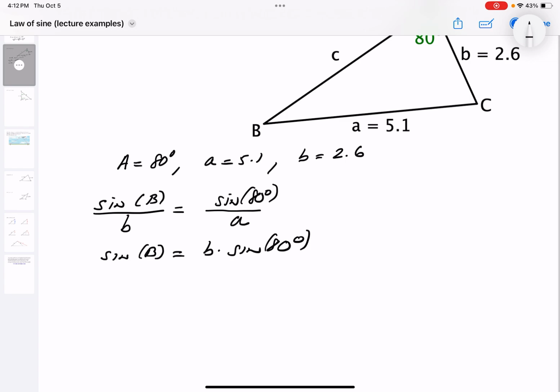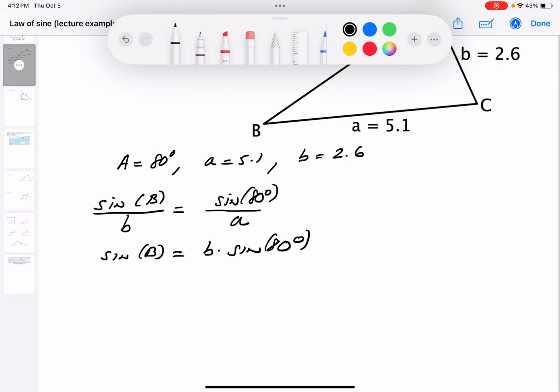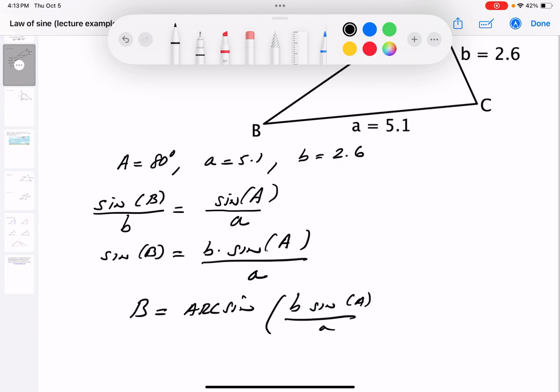To be consistent, because I'm just using letters, let me erase this 80 degrees now. And instead of using 80, I'll just use uppercase A. Just to be consistent. And I really should be consistent. So let me get my eraser out again, erase this over here, and say a, over side a. And how do you get B? Well, B is going to be arc sine of this, which is b sine A over a. I'm going to say that's what B is, and put a box around that.